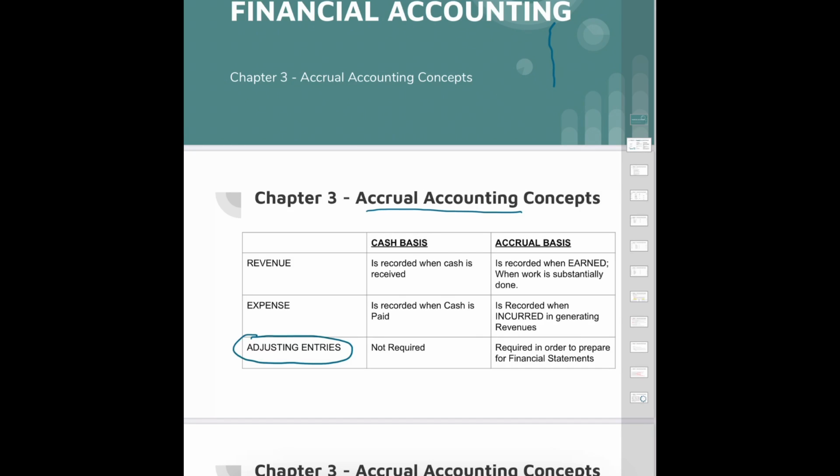Important thing to keep in mind is that adjusting entries never involve cash. That is why the adjusting entries are never done in the cash basis of accounting, because they do not involve cash. Whenever there is an entry that has cash, it means that it is not an adjustment.